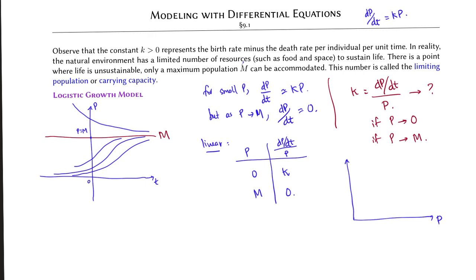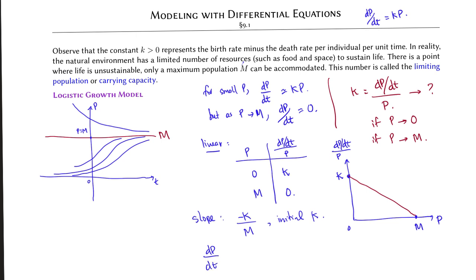This relationship can also be represented by a graph of P versus dP/dt over P. As P approaches 0, the relative growth rate is k, and as P approaches M, the relative growth rate is 0. So the relationship is linear. This is a straight line. This linear function has a slope of k over M, that is rise over run from the graph, and the initial value is k.